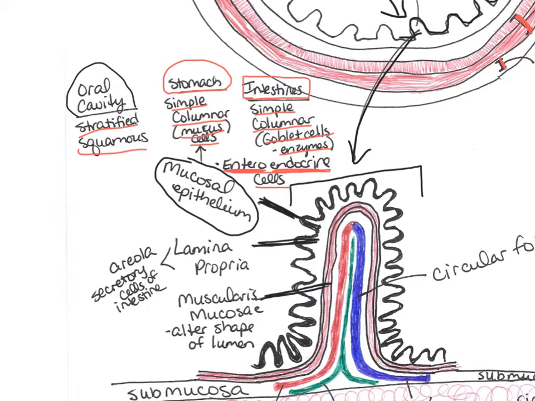The epithelium takes quite a beating, and so they have stem cells that will regenerate and replace the cells that are dying off and being mechanically removed by the substances within the intestines. The epithelial cells need to be constantly replaced and repaired through mitosis.